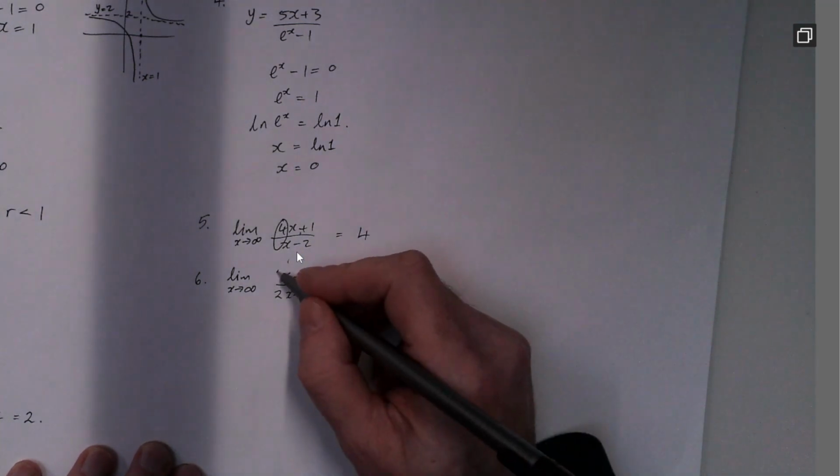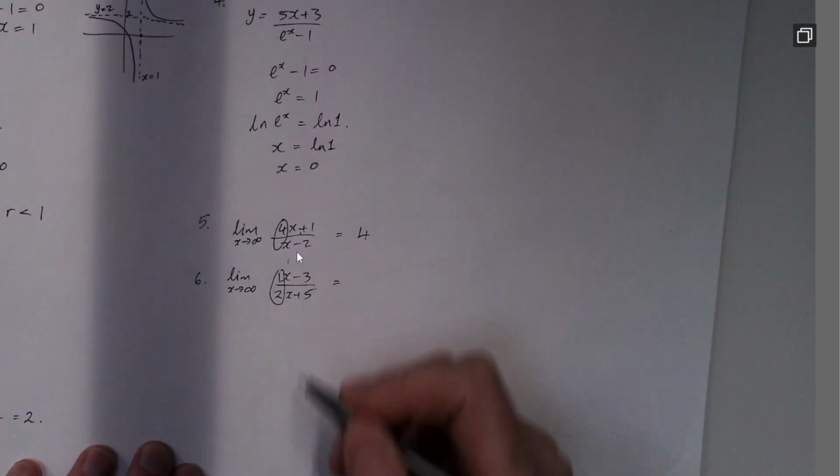Your limit is half. The rule is: if the value of the degree is identical on top and bottom, then the limit is the ratio of the coefficients.